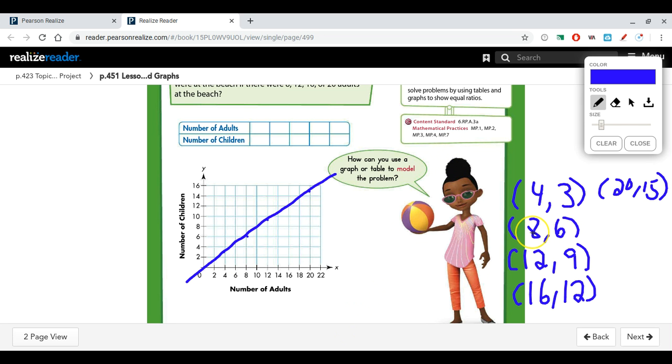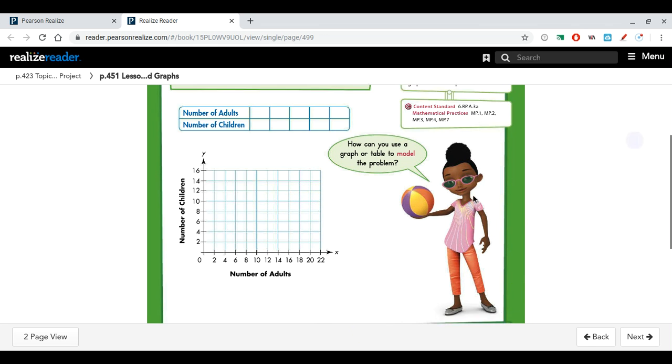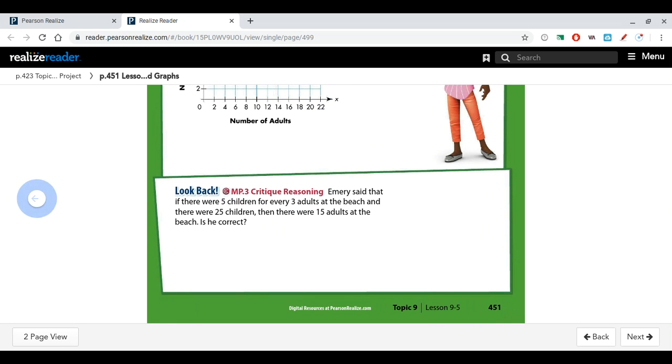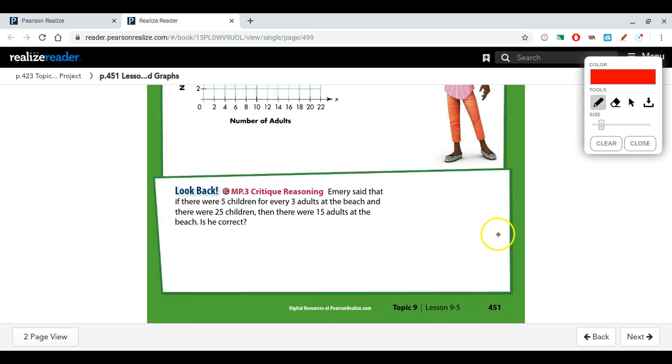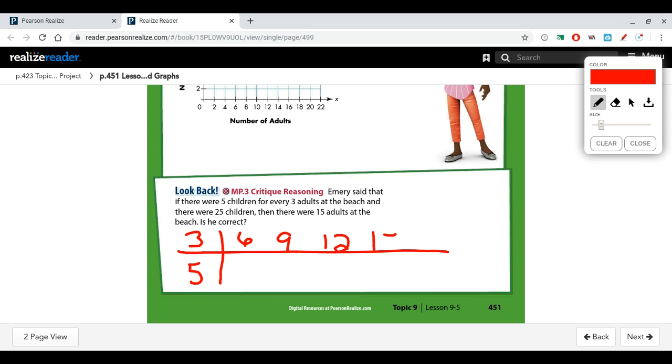All right, let's take a look at your look back. It said, Emery said that if there were 5 children for every 3 adults at the beach and there were 25 children, then there were 15 adults at the beach. Is he correct? Now we're looking at a new ratio. The new ratio we're going to look at is 3 adults for every 5 children, and I'm extending out to where I have 25 children. So I'm going to do 3, 6, 9, 12, 15, and I need to see if I end up with 25 when I do my table.